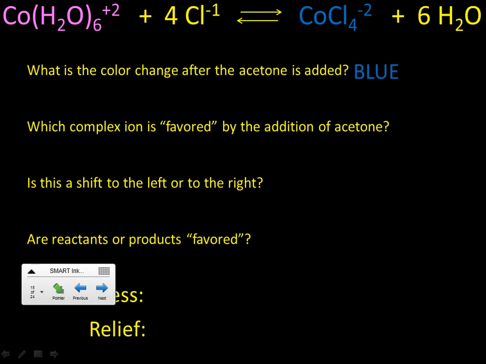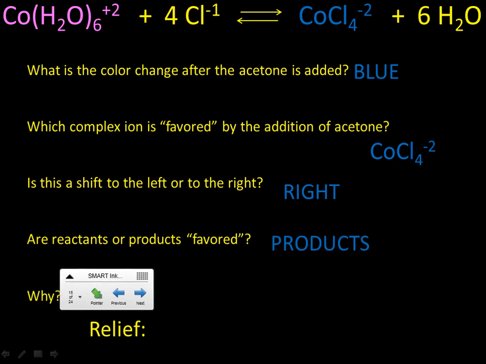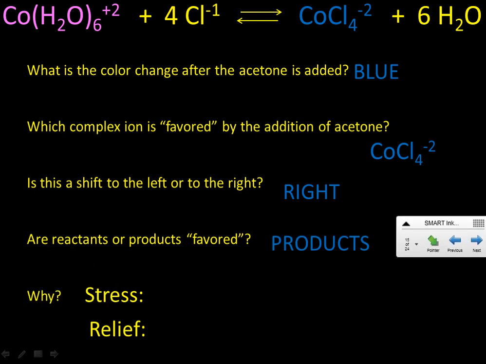So the color change that we saw after the acetone was added is it made the equilibrium turn blue from pink, which means that the complex ion that was favored is the cobalt chloride anion. And since that is a substance that is on the right side of the equation, that's a shift to the right, and we say that products are then favored. All right, so what we can see is, the stress here was that we removed a product.